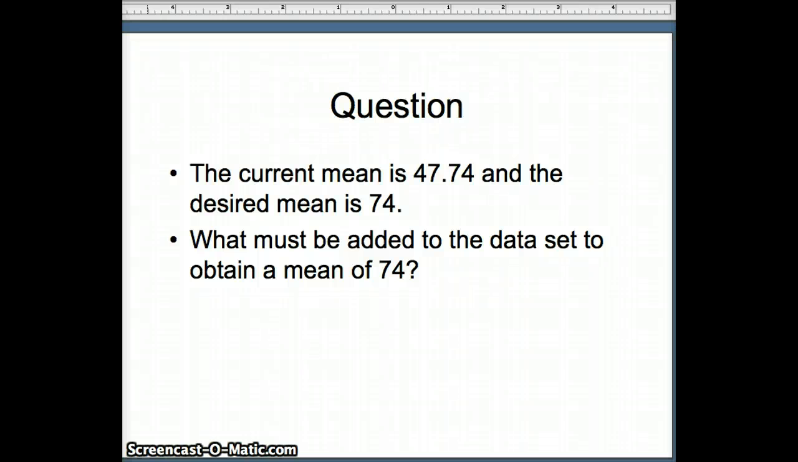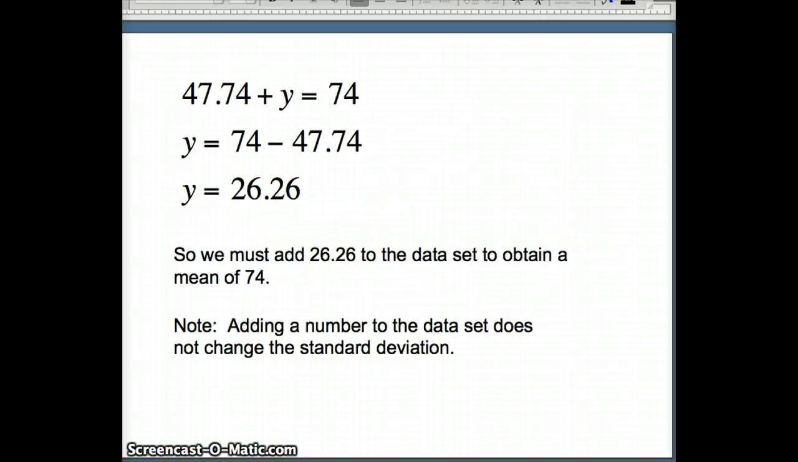And as we saw in our example, when we add something to a data set, the mean changes. So we've got an algebra question to solve. It, of course, is 47.74 plus y equals 74, subtracting 47.74 from both sides, and that gives us 26.26. That is what we have to add to the data set to get the mean of 74. Now, we fixed the standard deviation earlier, but adding 26.26 will not affect the standard deviation. Okay, so let's go to Minitab and see how that's going to work.